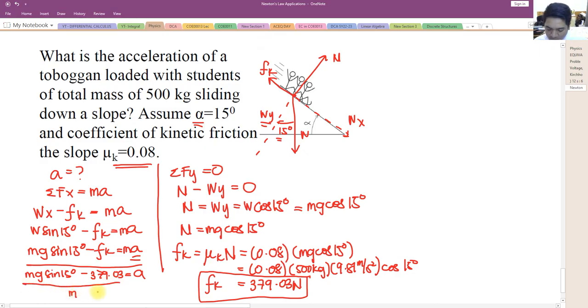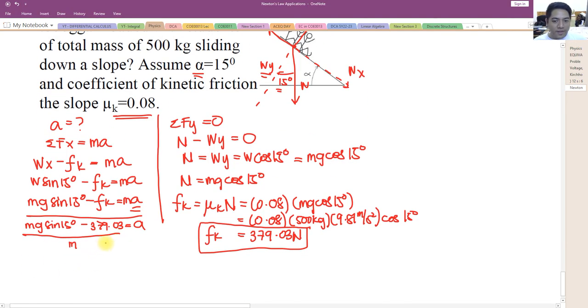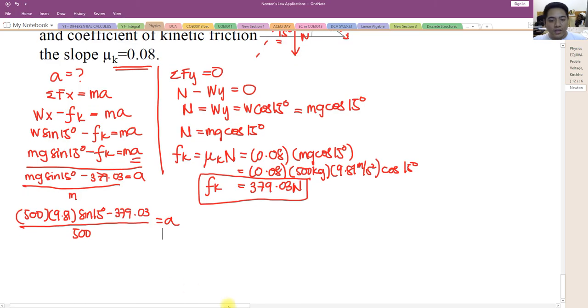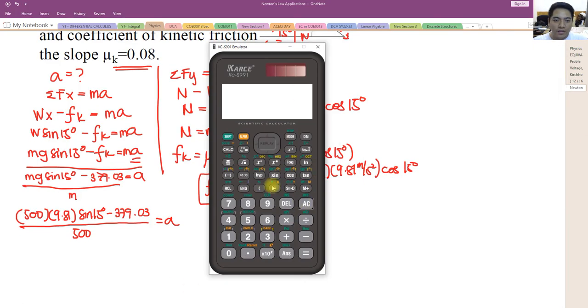Dividing all over the mass, we have 500, we have g 9.81, we have sine 15 degrees minus 379.03, all over 500. That equals the acceleration. Let's try that in our calculator so that you'll be guided. So you have 500 times 9.81, then we have sine 15. Make sure you are in degree mode.